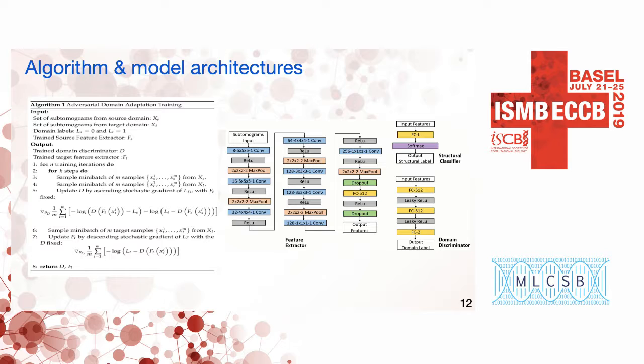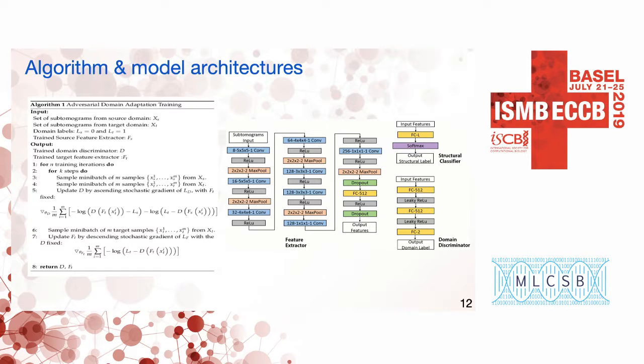Here are the algorithm and model architectures of our method. The feature extractor is similar to what we have designed previously for subtomogram classification. And the structure classifier is trained simultaneously with the feature extractor. The output of the features will be directly inputted into the structure classifier. And the domain discriminator is just a sequence of fully connected layers with leaky ReLU activation.